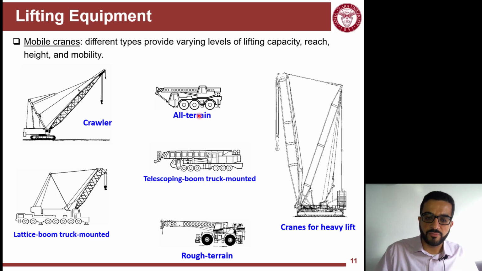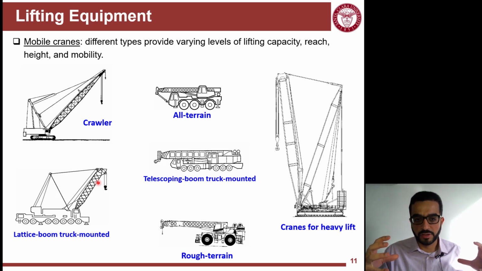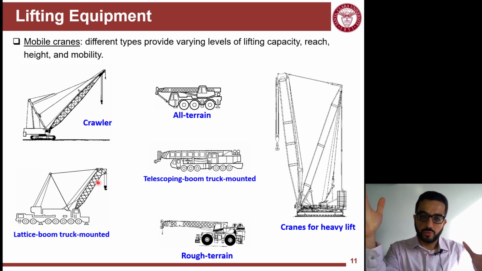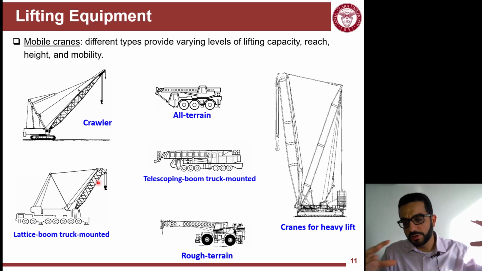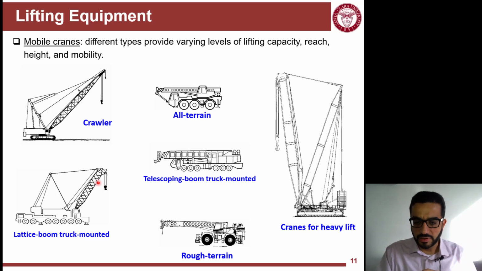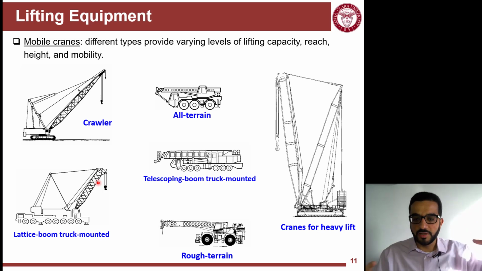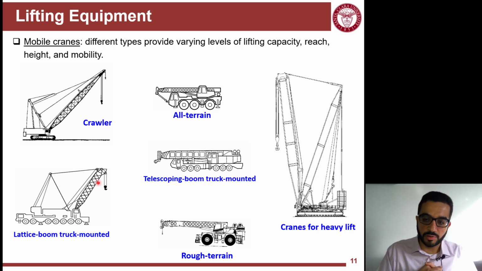In general, when the boom of the crane is a lattice boom, meaning that it kind of looks like a truss, it has more capacity. It's more efficient load-wise because the structure of the boom is more efficient. The boom weighs less compared to the weight you're lifting. Telescoping is not that efficient compared to the lattice boom cranes, but it's more expanding. It gives more flexibility. It's easier to set up this telescoping boom truck mounted compared to lattice boom truck mounted.